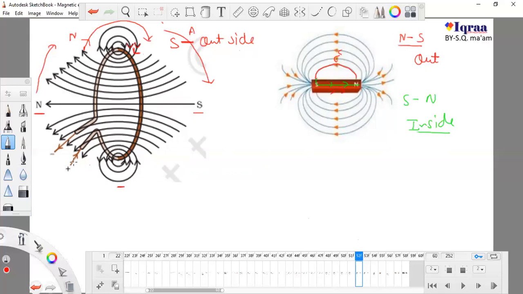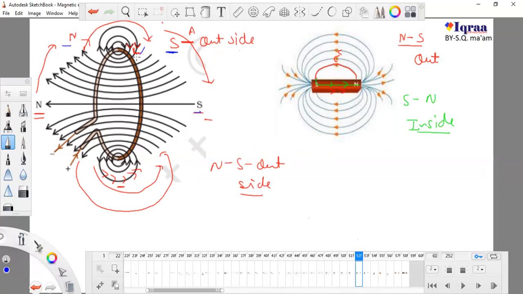In this case, look, north to south outside. This is north and this is south, so they are moving like this, you can see their direction, north to south outside, and south to north inside. This is the south pole and this is the north pole. So here you can see how the circle completes. Here they are outside, north to south. In this case, they are moving inside. So this is south and this is north.